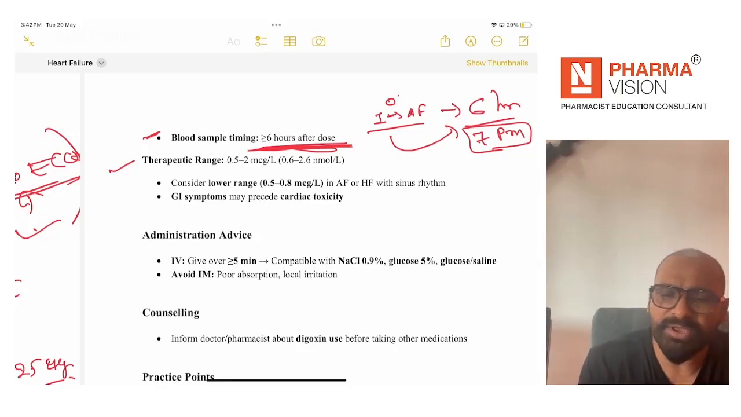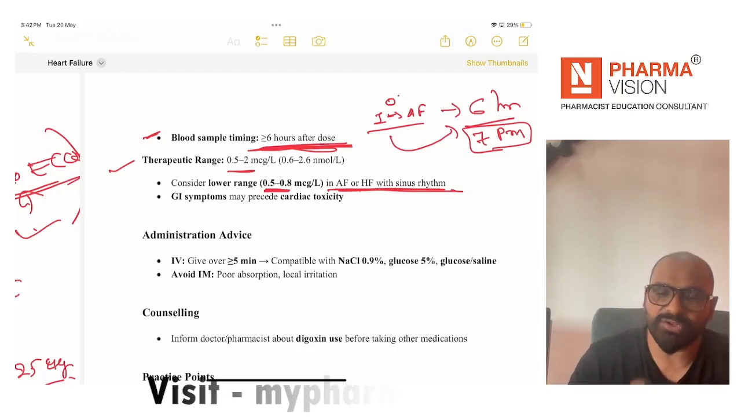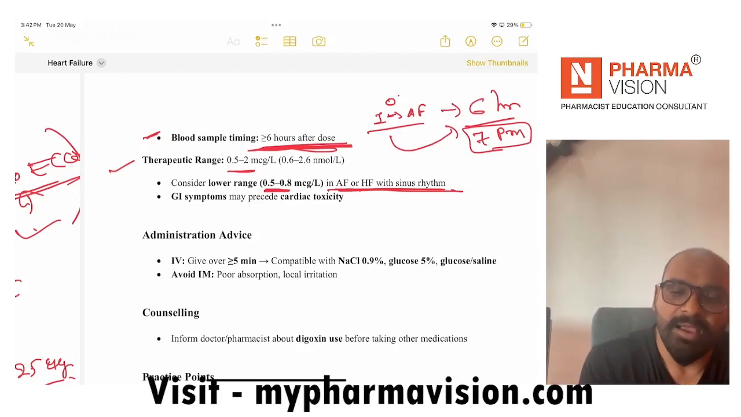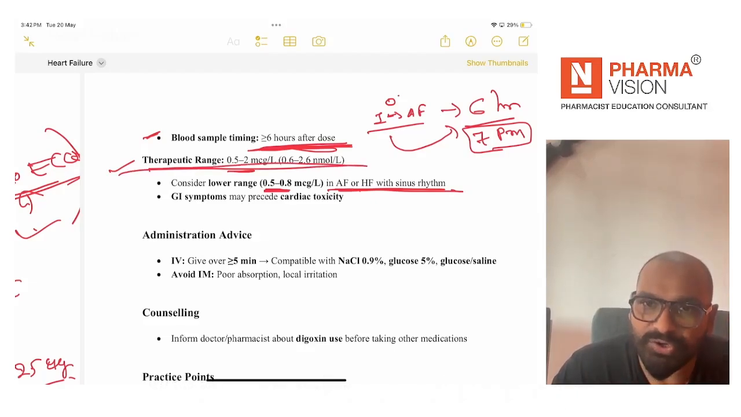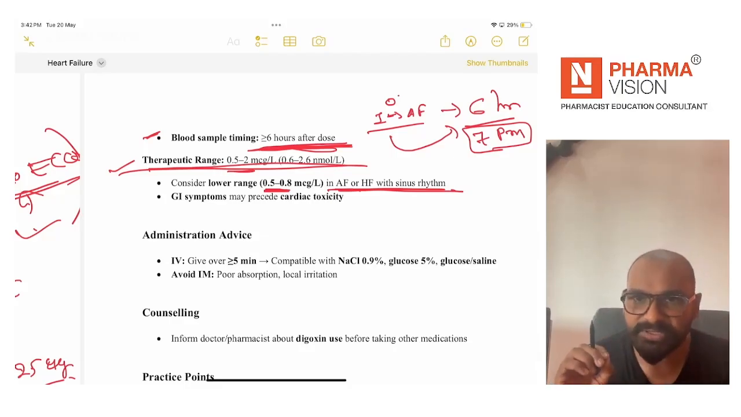Now the therapeutic range is 0.5 to 2 micrograms per liter. Okay, consider the lower range in specific conditions like atrial fibrillation, and if you are going to select the medications, you must be very careful about that. But another point, when the concentration is exceeding 2 microgram per liter, then you are likely to get digoxin toxicity. And the toxicity is divided into two groups. One is ECG change and the other non-ECG change.